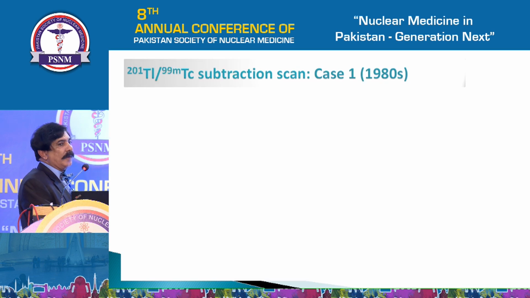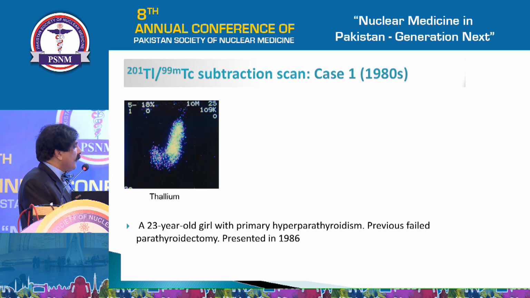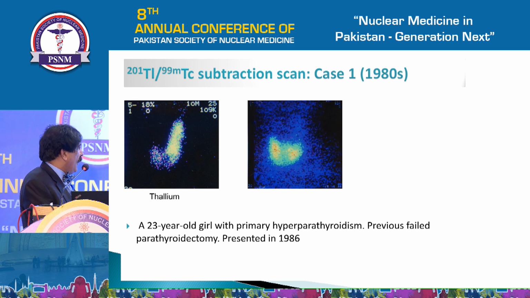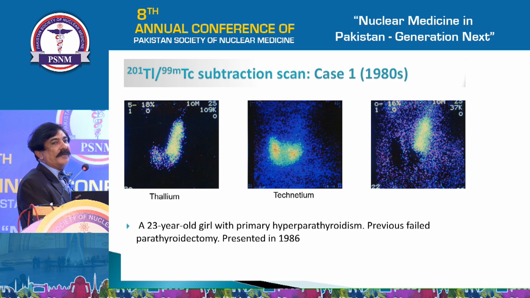Early cases, I'm very proud of that. This is the first case I performed at the Nuclear Medical Center in AFIP in Rawalpindi a long time ago in 1986: a 3-year-old girl with primary hyperparathyroidism, parathyroidectomy failed. The thallium scan, and then the technetium scan and the subtraction scan, show a parathyroid adenoma.